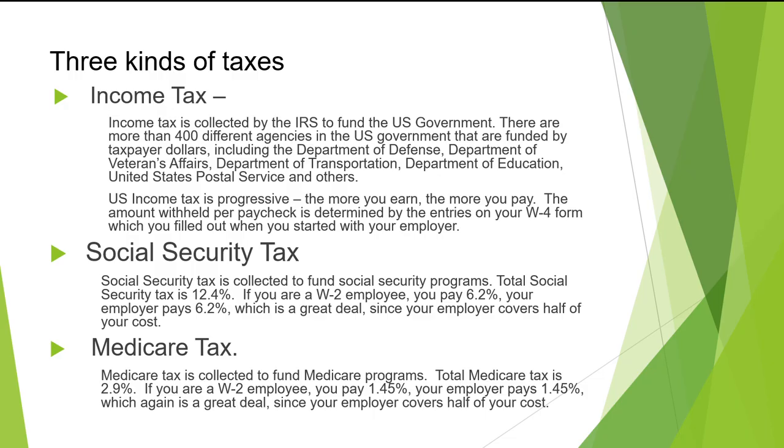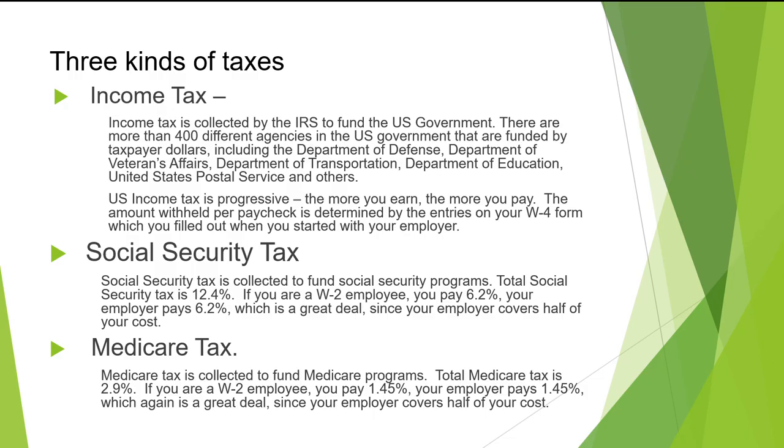And again, also, U.S. income tax is progressive. The more you earn, the more you pay, but also the less you earn, the less you pay. So the income tax system does take into consideration if you're a low income taxpayer, you're going to pay a smaller percentage of your wages in income tax than someone that's earning more every year.